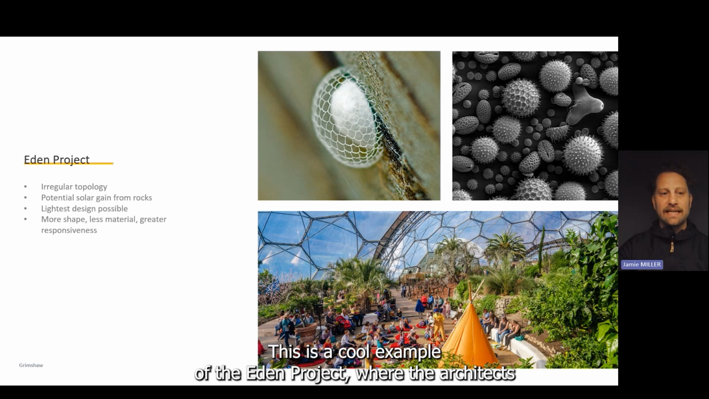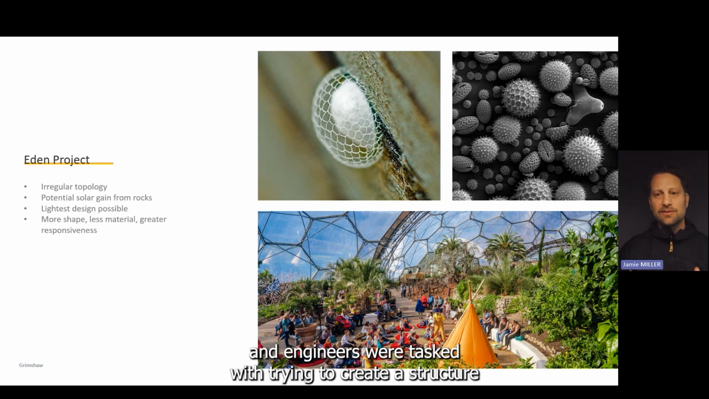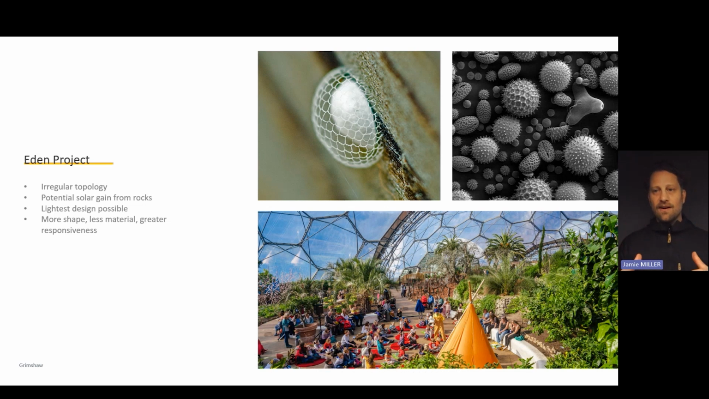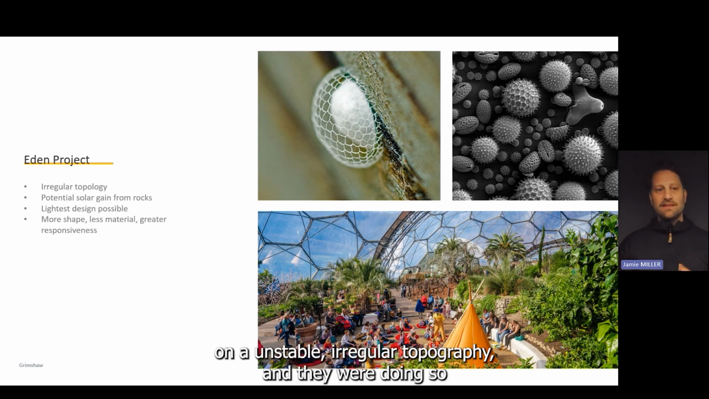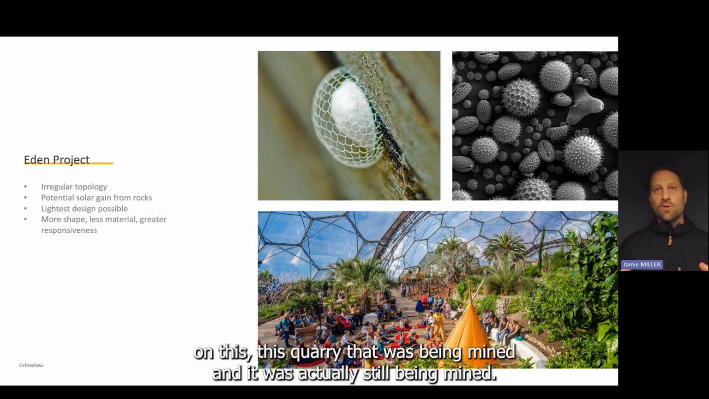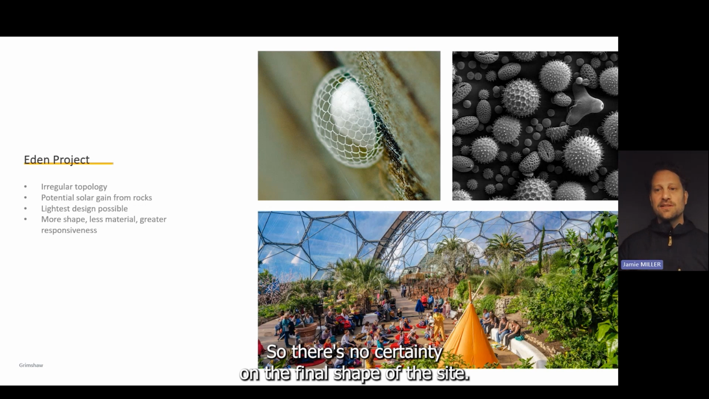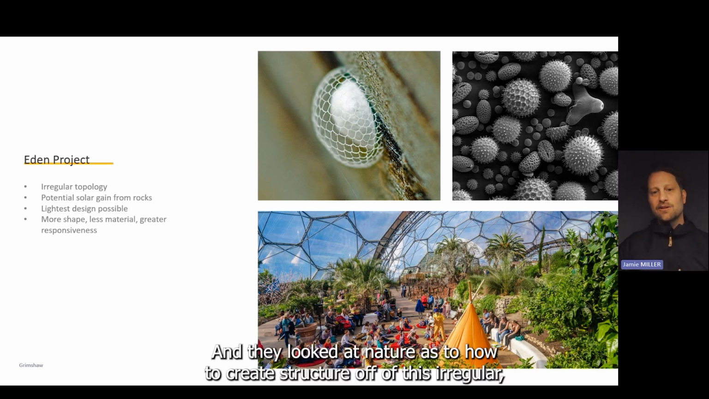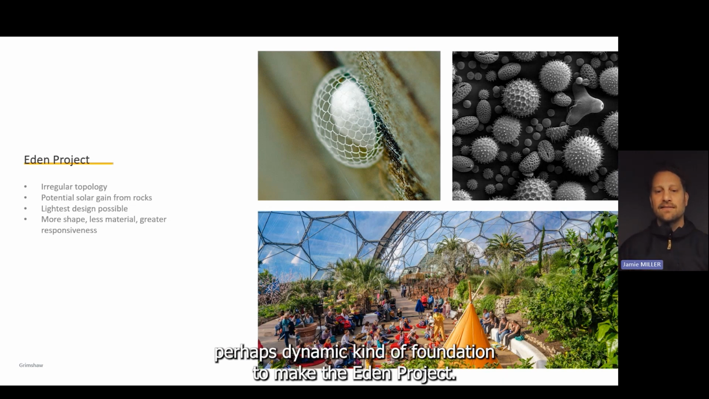This is a cool example of the Eden project where the architects and engineers were tasked with trying to create a structure on an unstable, irregular topography. And they were doing so on this quarry that was being mined, and it was actually still being mined. So there's no certainty on the final shape of the site. And they looked at nature as to how to create structure off of this irregular, perhaps dynamic kind of foundation to make the Eden project.